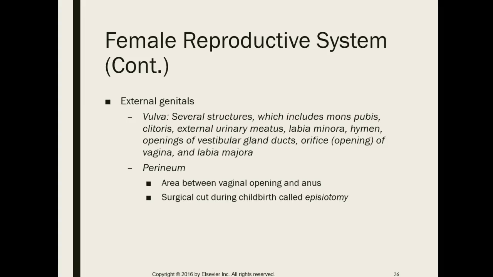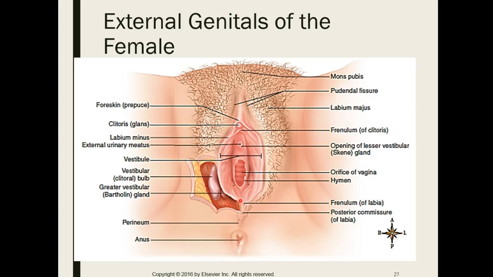And the other area that we have is the perineum, which is the area between the vaginal opening and the anus. This area can have some damage during vaginal delivery, so sometimes it is cut surgically in a procedure called an episiotomy. And the perineum is this section right here.